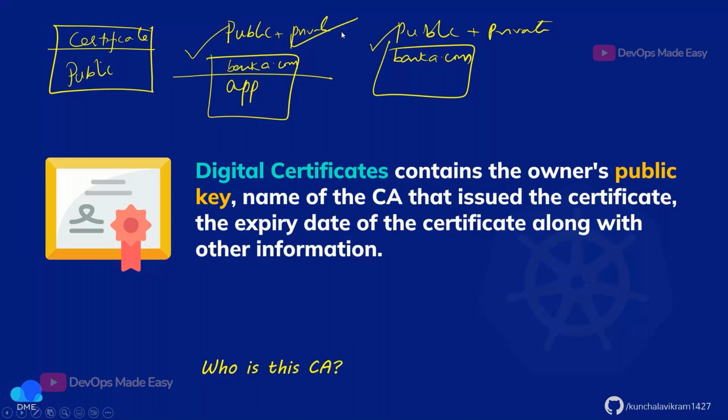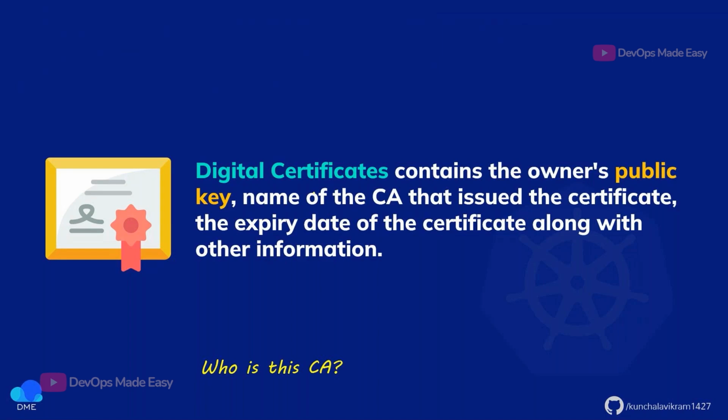Those who want to talk to me, I'll just show my certificate. Then they can validate me, or authenticate me, and then they can easily talk to me without any worry. So here the digital certificate contains the owner's public key and the name of the CA that issued the certificate.